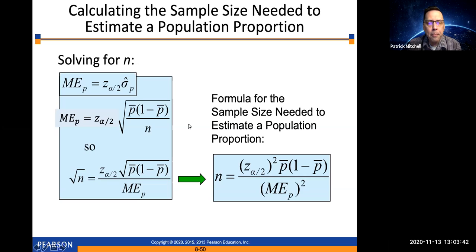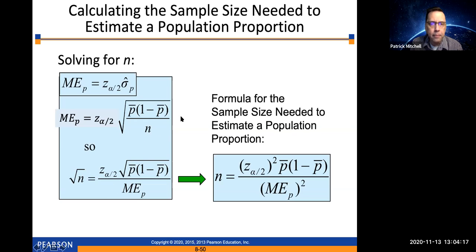All right, so remember from the last section, 8.4, that the margin of error for a population proportion is Z sub alpha over 2 times sigma sub p hat. This is the estimated standard error of the proportion. And that estimated standard error of the proportion is given by the square root of p bar times 1 minus p bar all over n. And once again, we're going to solve this formula for n.